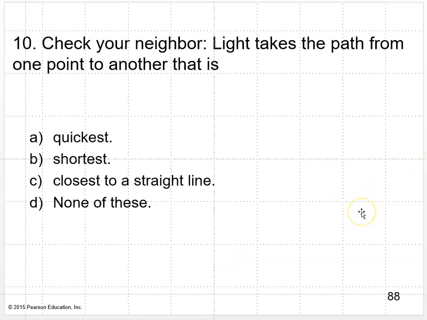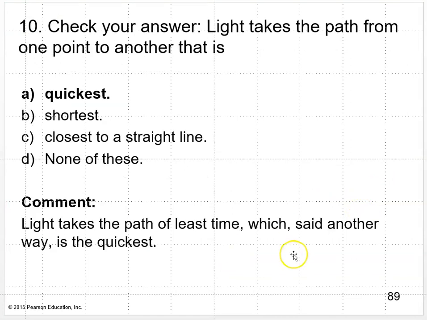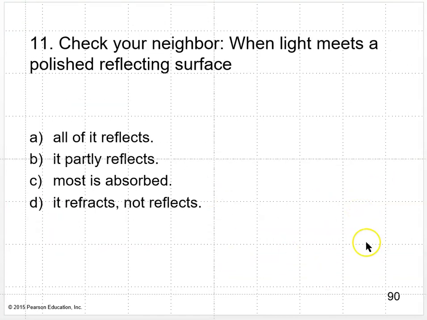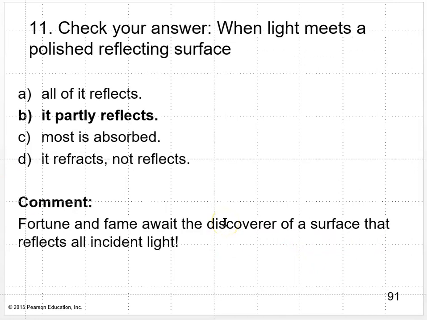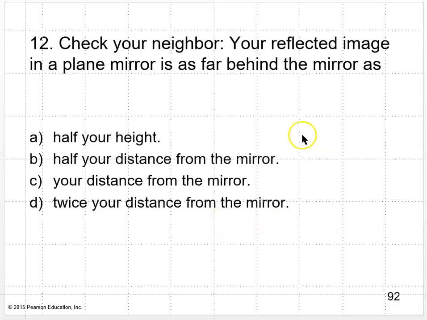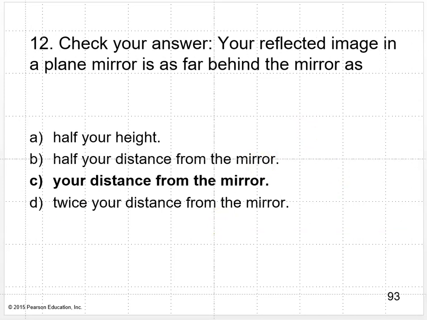Light takes a path from one point to another that is quickest. It always takes the path of least time. When light meets a polished reflecting surface, so far no reflecting surface is perfect. We're getting close, but it will partially reflect. Your reflected image in a plane mirror is as far behind the mirror as your distance from the mirror. The distance of the object is the same as the distance of the image for a plane mirror.